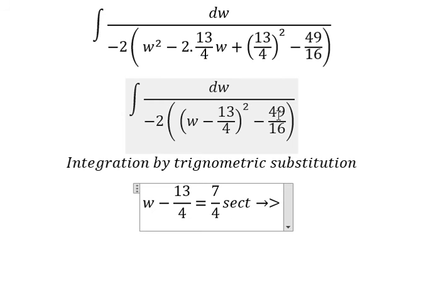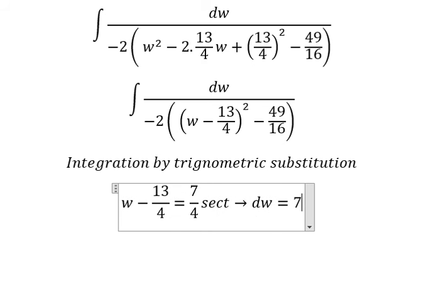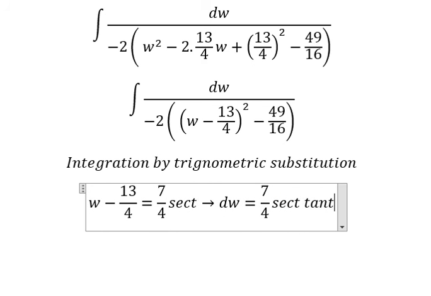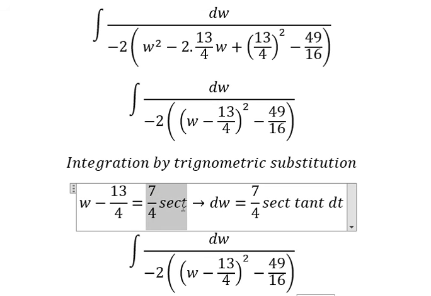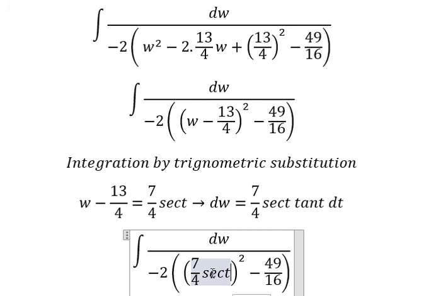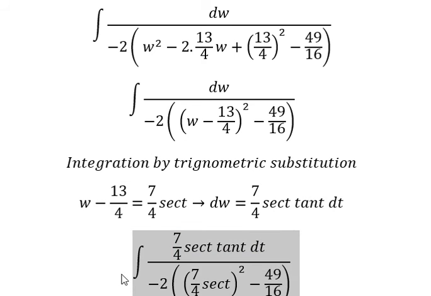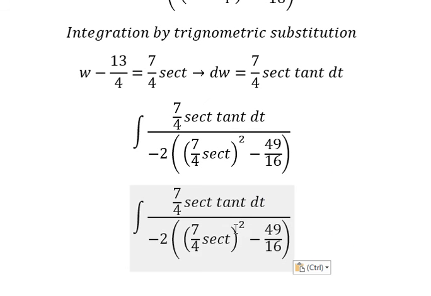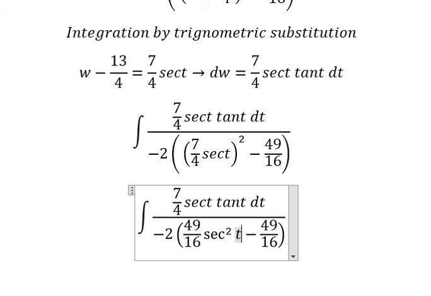So this one we can do factorization. Secant of t square minus 1 we change for tan t square. And later we simplify dw. And we got dw equal to 7 over 4 secant of t tan t dt. So we put this one in here. dw we change for this one. And this one we change for 49 over 16 secant of t square.